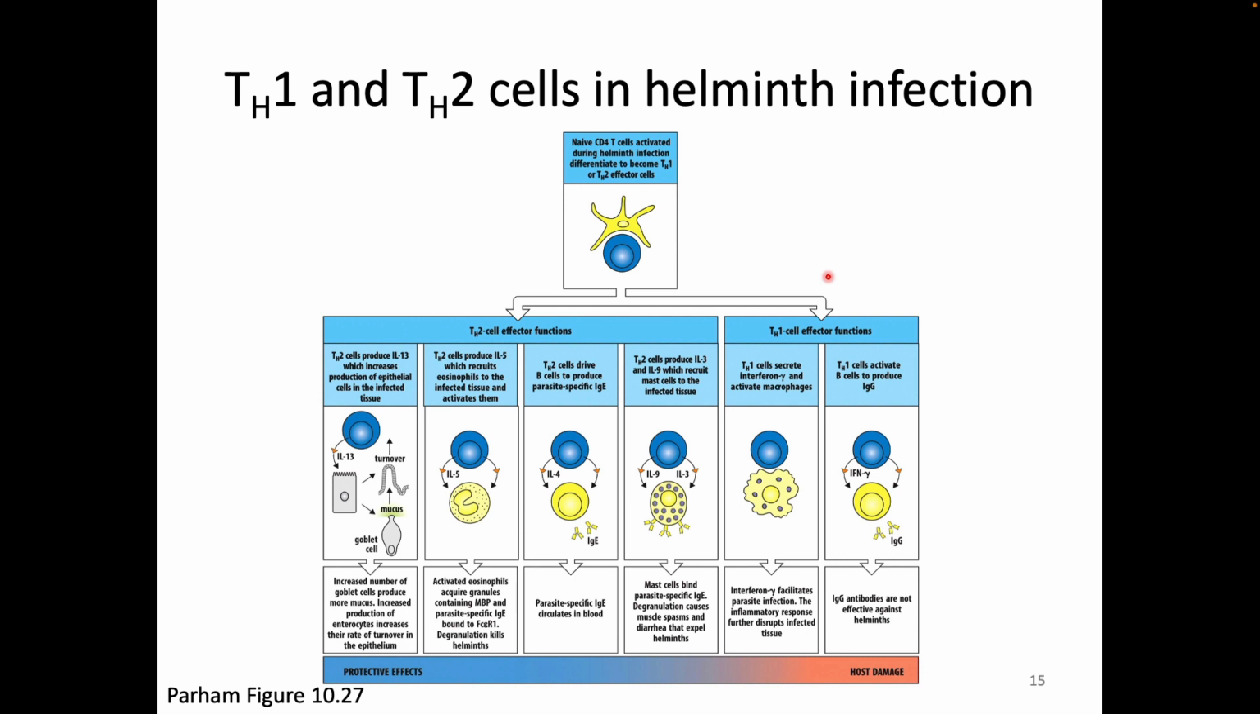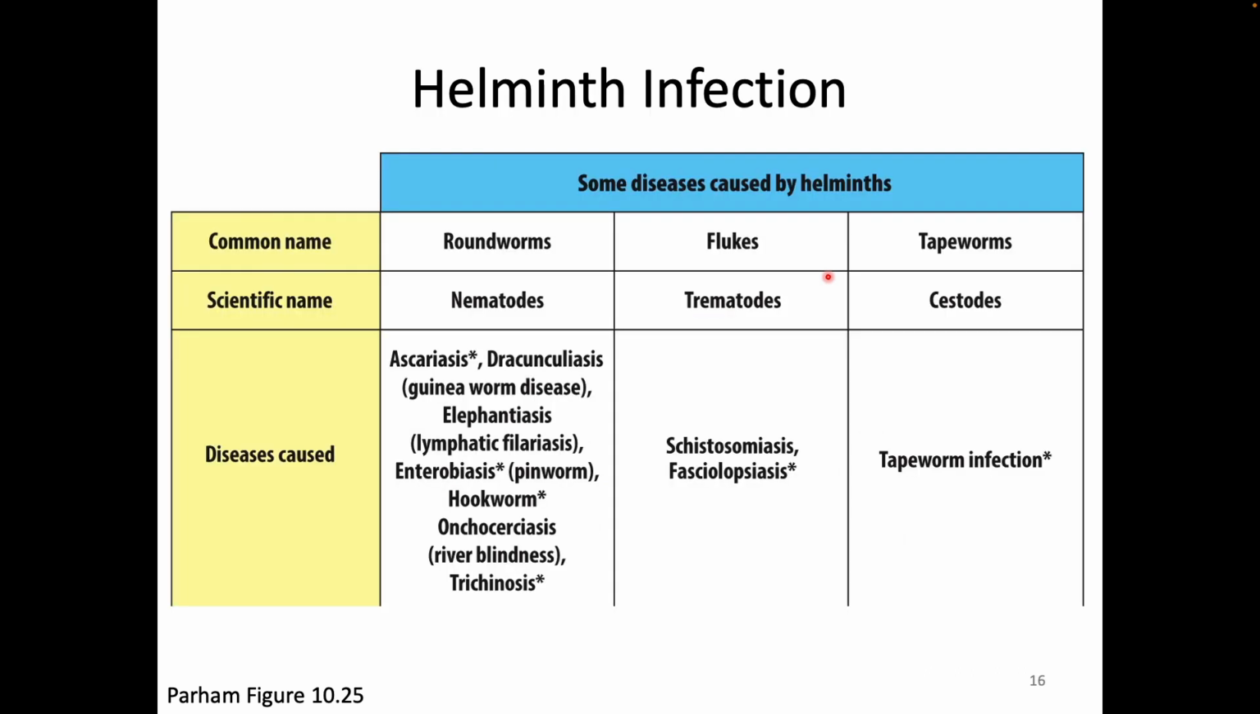It starts with us thinking for a second about helminth infection. These are some diseases that are caused by helminths. This includes infections with roundworms, flukes, or tapeworms, some of which you may have heard of as ascariasis, dracunculiasis, elephantiasis, hookworm, schistosomiasis, tapeworm, a whole lot of these infections. One that you're going to see on the next slide is related to a schistosome, and you're going to see a schistosome larva. These are all eukaryotic parasites. In many cases, they're multicellular parasites. They're big parasites.